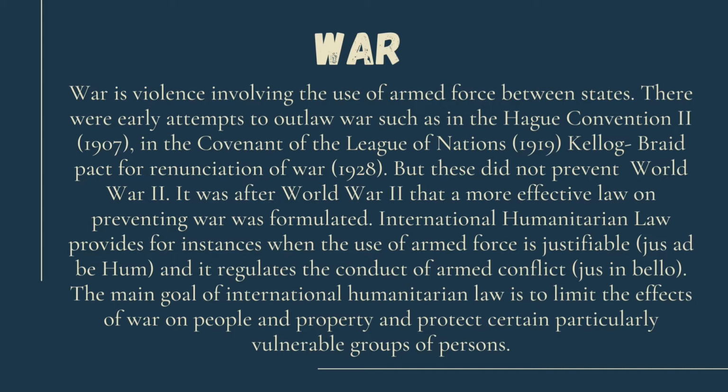It was after World War II that a more effective law on preventing war was formulated, and it is called International Humanitarian Law. It does provide, for instance, when the use of armed force is justifiable, or jus ad bellum, and it regulates the conduct of armed conflicts, or jus in bello. So the main goal of international humanitarian law is to limit the effects of war on people and property, and it protects certain particularly vulnerable groups of people.